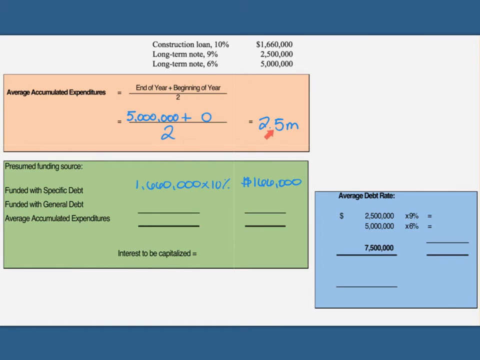So we have $2.5 million in expenditures that we need to cover, and we only had $1,660,000 in our construction loan. So that means the rest needs to come from general debt, which are 2 long-term notes. So let's figure out how much needs to be covered. So we take our $2.5 million, subtract what we have covered with the construction loan, and that's going to give us $840,000 we need to cover with general debt. So plug that in here.